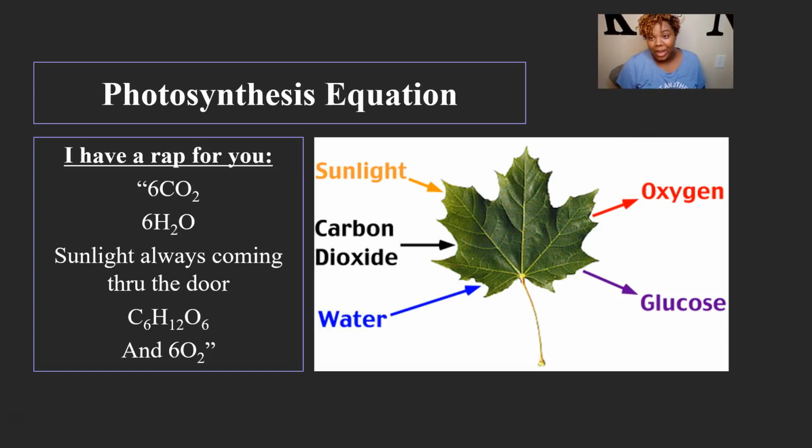Alright, so what does that even mean? So 6 CO2, right? So you can think about carbon dioxide coming in. That's the air, right? That's why I got my hands like this. That's the air coming in to the plant. So they need carbon dioxide.